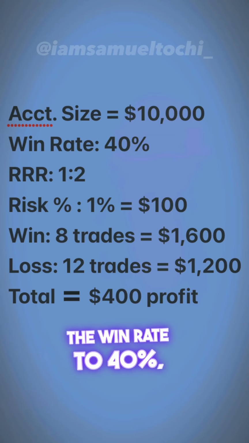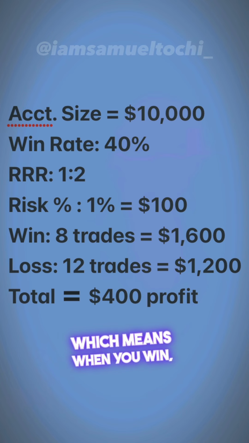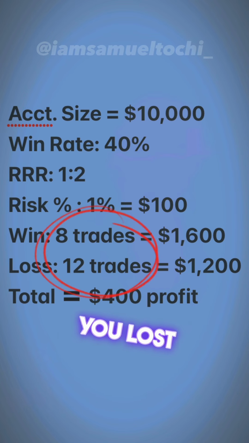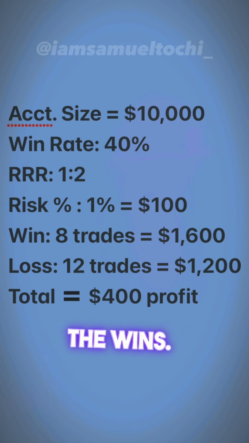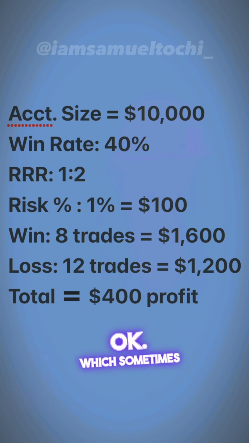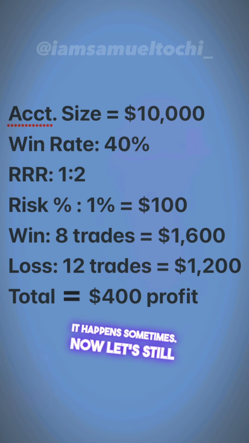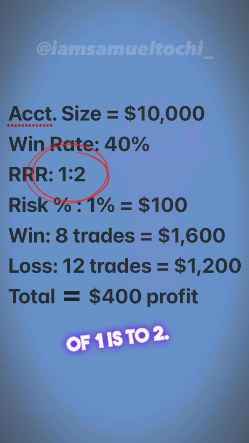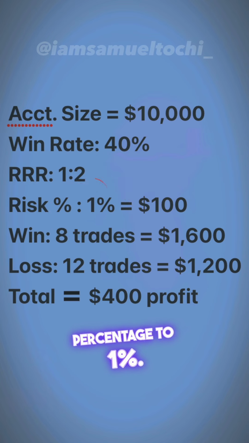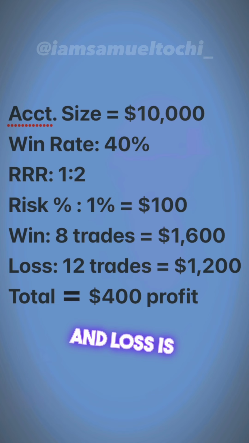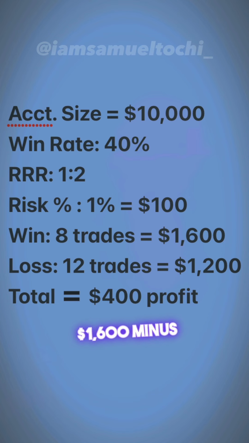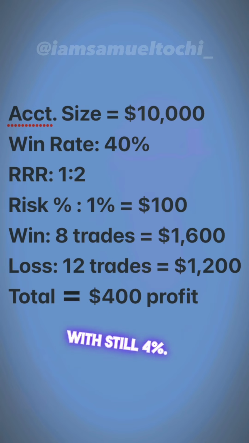Now let's bring the win rate to 40%, which means you won 8 trades and you lost 12 trades, right? That is, you even lost more than the wins, which sometimes happens like that. Now let's still use the minimum risk to reward of 1:2 and the risk percentage still 1%. Now you see the wins is what? Remember, when you are risking 1, you are making 2. So the wins is $1,600, and loss is 1,200. So 1,600 minus 1,200, you came out with what? $400 profit. You came out with still 4%.